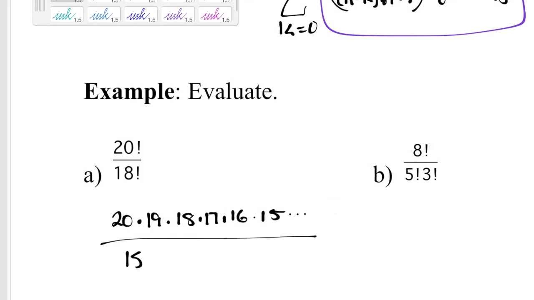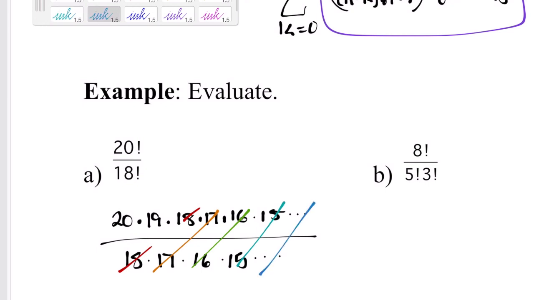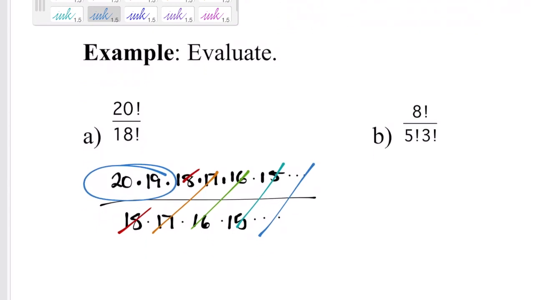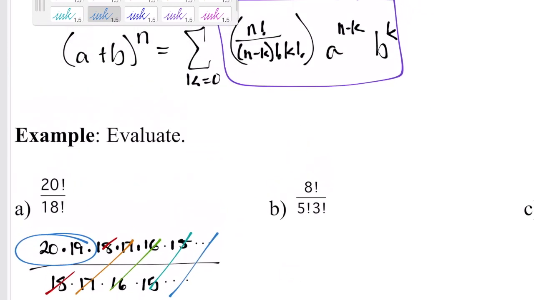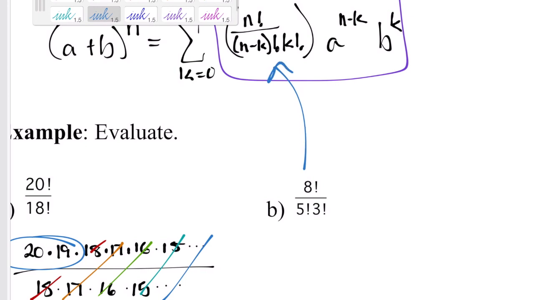And 18 factorial means I'm multiplying 18, 17, 16, 15, and so on. So here we can see, if I've got an 18 over 18, I can cancel that. 17 over 17, 16 over 16, 15 over 15, and the dot, dot, dot is basically all the numbers that come after that, so that would also cancel, meaning I'm pretty much just left with 20 times 19. And then when I plug that in, we end up getting 380. And we're done.